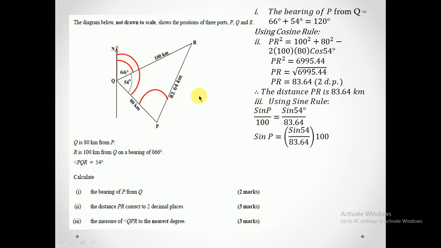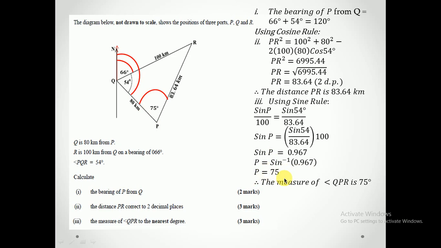Now to get sine P by itself means we'll have to multiply both sides by 100. So sine P is going to be equal to 0.967, which means that to find the angle at P, we'll have to find the sine inverse of 0.967, and that's equal to 75 to the nearest degree. Hence angle QPR is 75 degrees.